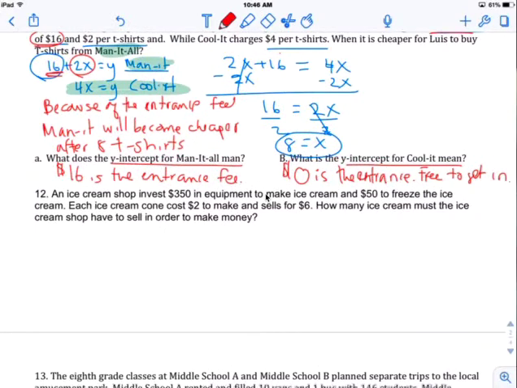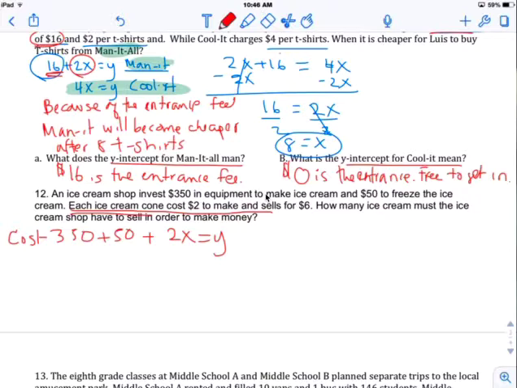An ice cream shop invests $350 in equipment to make ice cream and $50 to freeze the ice cream. So $350 is their cost, plus the $50 to freeze it. Each ice cream cone costs $2 to make, plus 2x for the number of ice cream. X is the number of ice cream, equals y.